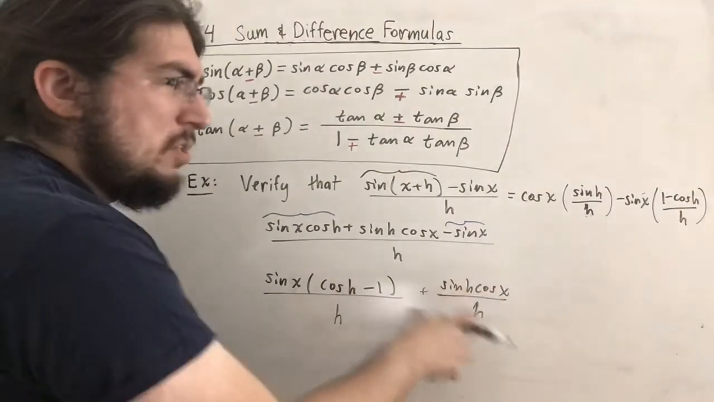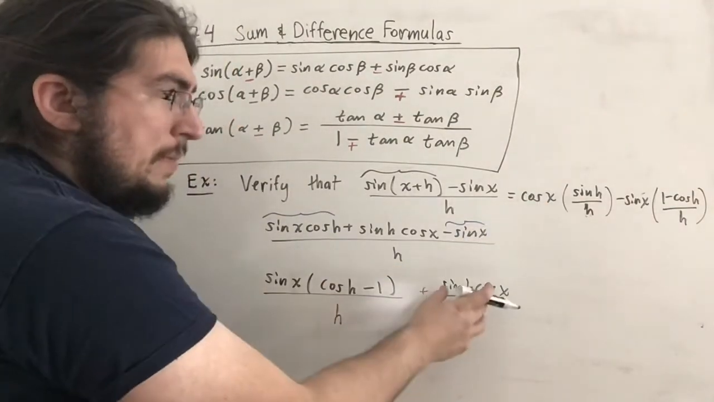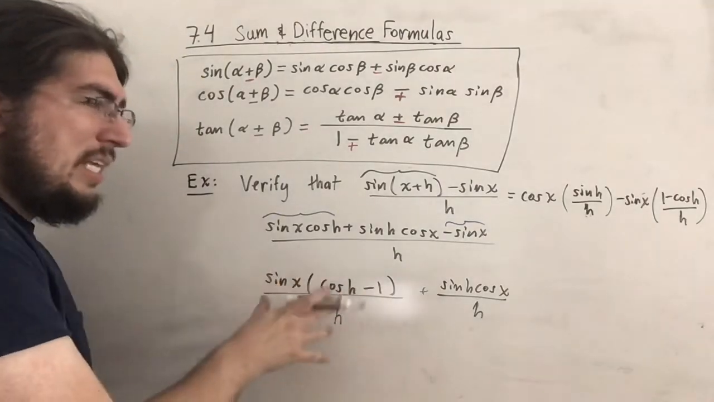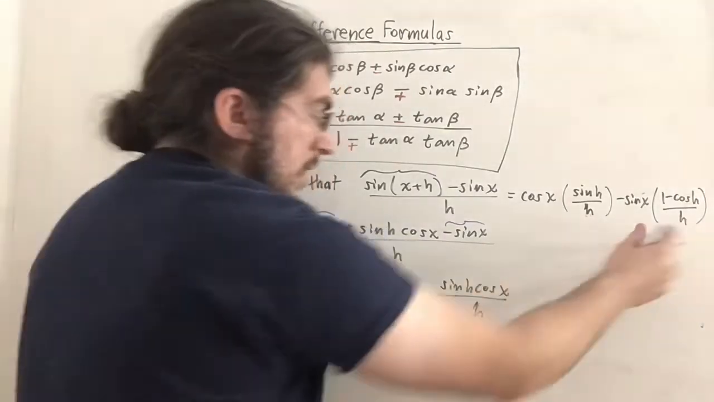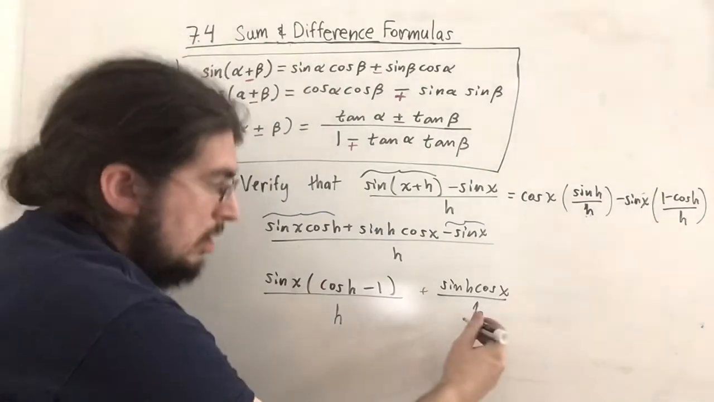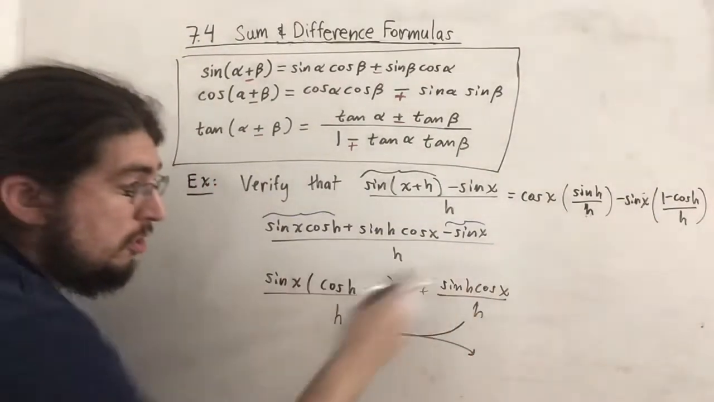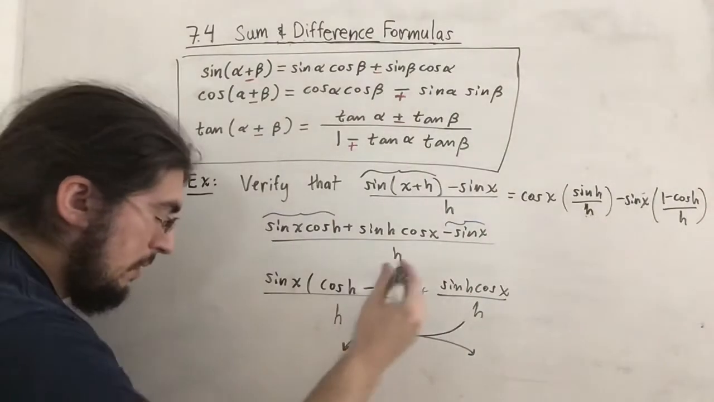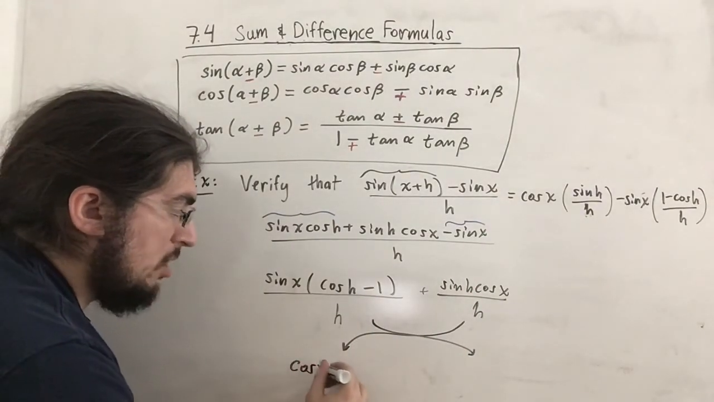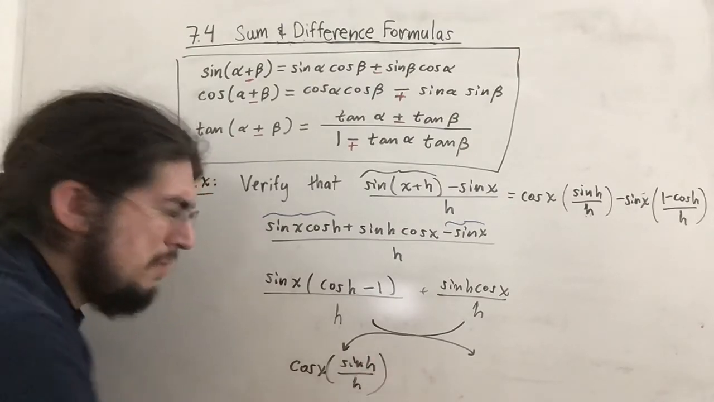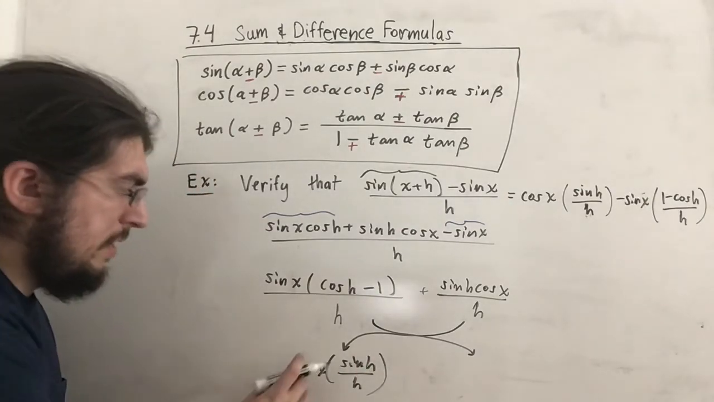This already is good for the first term. This is the same as cosine of x times the quantity sine of h over h. This is actually the same as this one if you swap the negative. So rearranging terms here, the first term, that was the second term before, is just cosine of x times sine h over h. That's pretty obvious, I think, so not too much to say there.